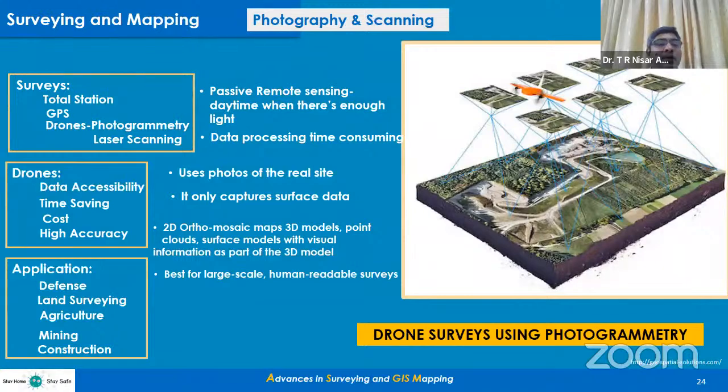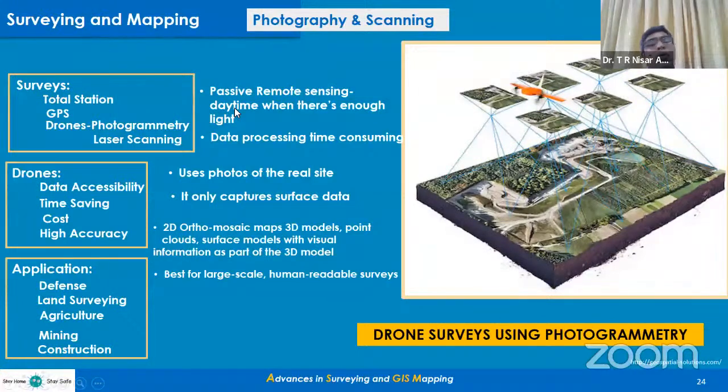With the seamless images, we can have 2D and 3D, because these images have the same area in the overlapping portions. Because of that, stereo is possible and 3D is possible. So these are all passive remote sensing, and they are best suited for large scale surveys.